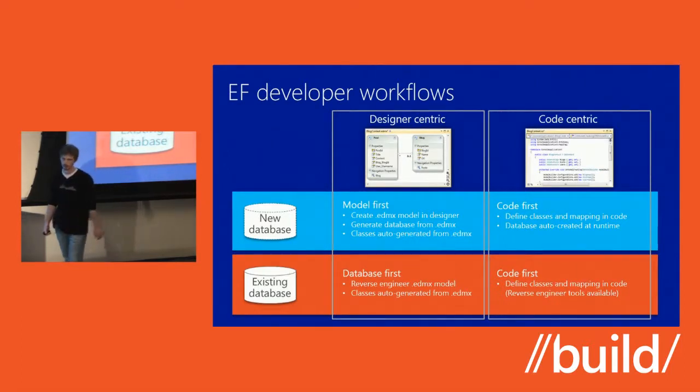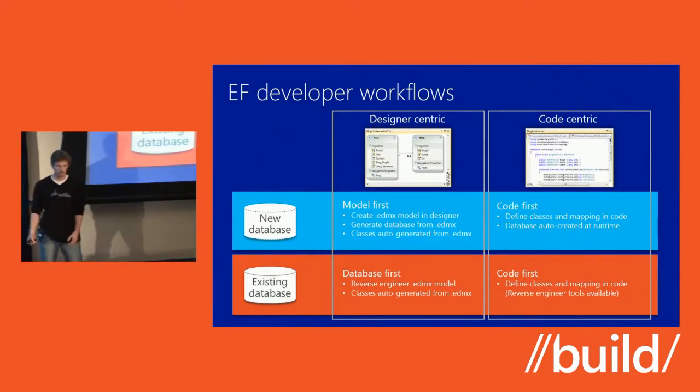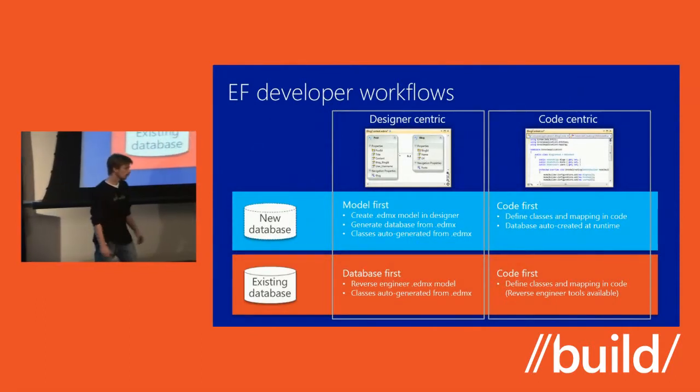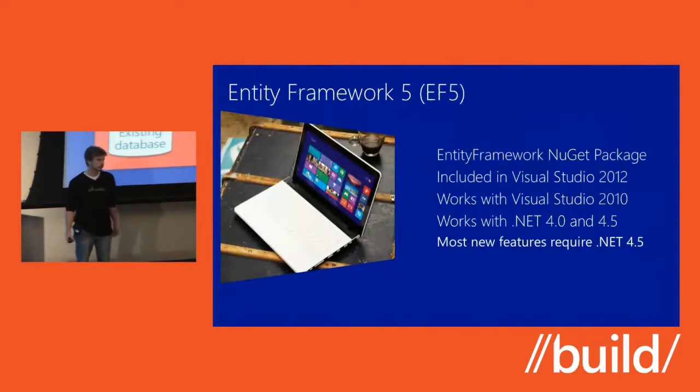Some people call this last box code second, in which we have an existing database, we use some tooling to reverse engineer some code, and then we can tweak and edit that code as we see fit. You can, of course, write the code by hand if you want, but if you have a big database, you're probably going to want our power tools to help you reverse engineer it.